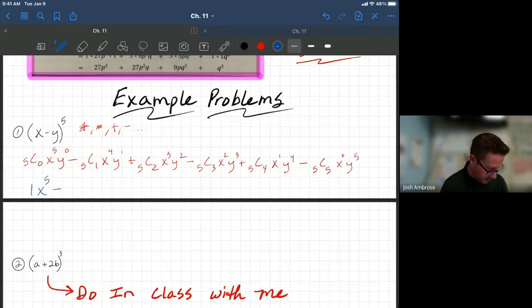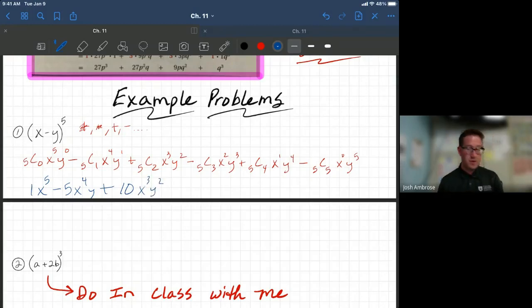Now put a minus sign. 5 combo 1 is 5. And then you have x to the 4 y. Plus, and then 5 combo 2 is 10. And then x to the 3rd y squared. Remember, x and y, there's no coefficient, so there's no other number that we need to expand using that exponent. Okay? All right, then we put minus. We got a 5 combo 3. That is also 10. X squared y to the 3rd.